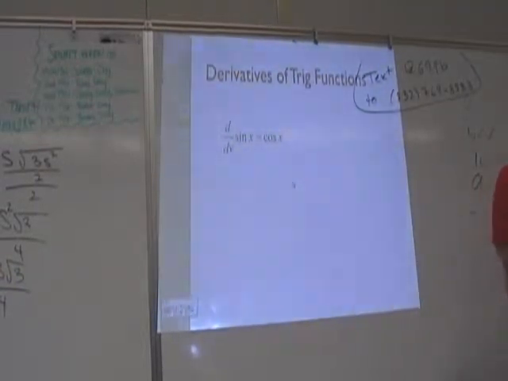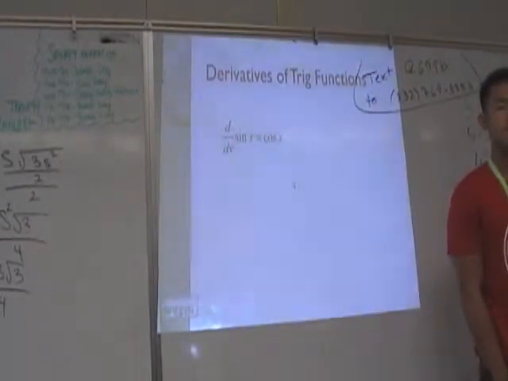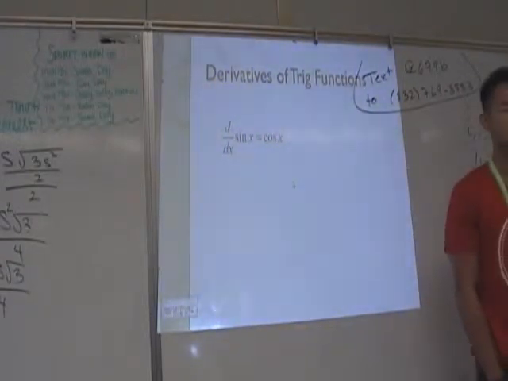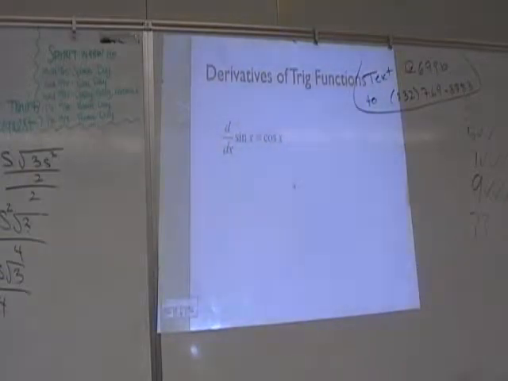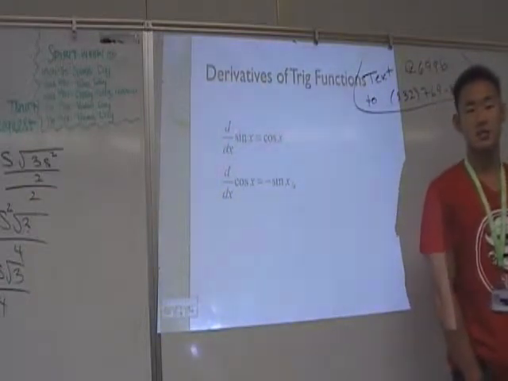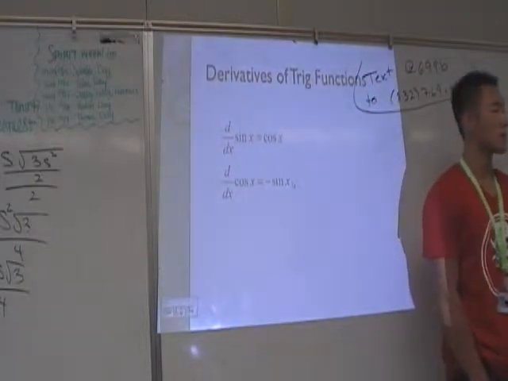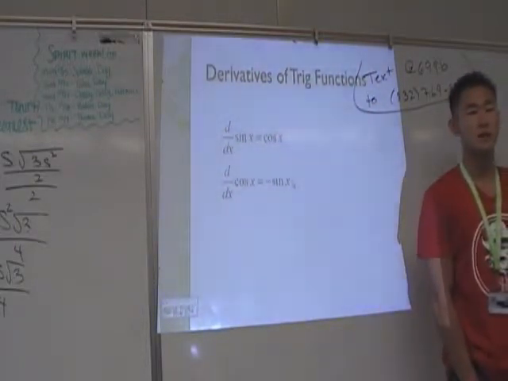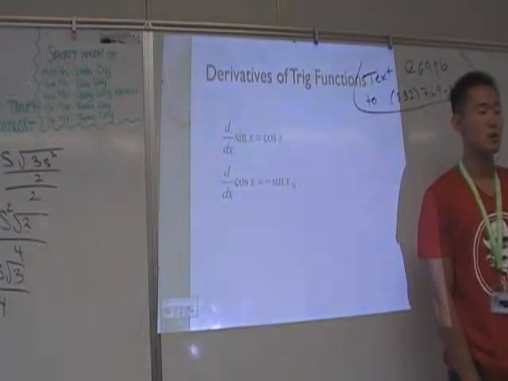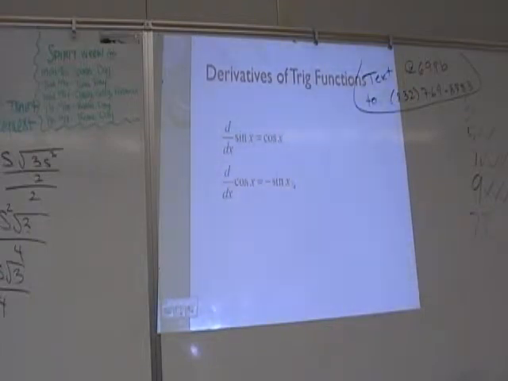So, the derivative of sine is cosine. The derivative of cosine is negative sine. Okay, so make sure you pay attention to that. The derivative of cosine is negative sine. Okay? Our derivative of sine is cosine. Derivative of cosine is negative sine.